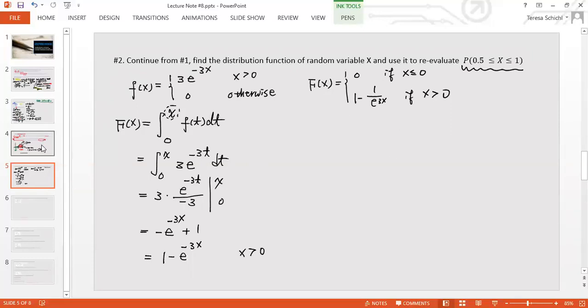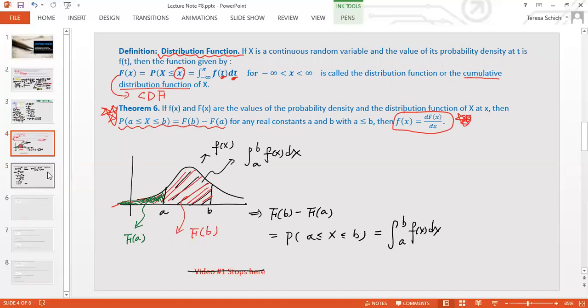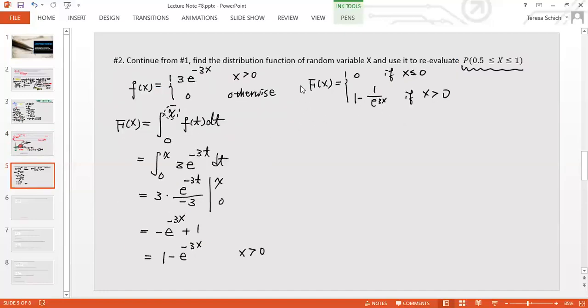So remember from the previous, it's F(b) minus F(a). So that means we're going to have F(1) minus F(0.5). Now I just directly substitute into these formulas. So this is F(1). What is F(1)? It's 1 minus e^(-3), minus, what is F(0.5)? It's 1 minus e to the, what? 3 times 1/2, right? So it's 1.5.